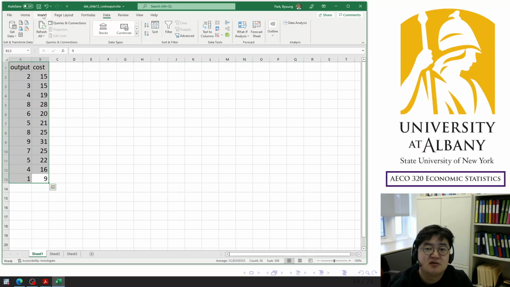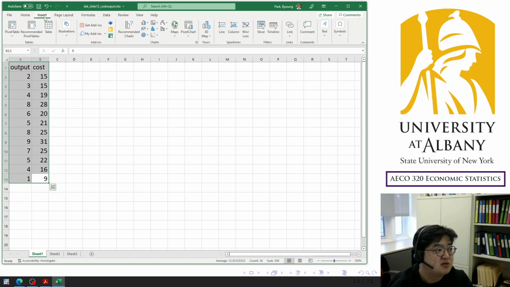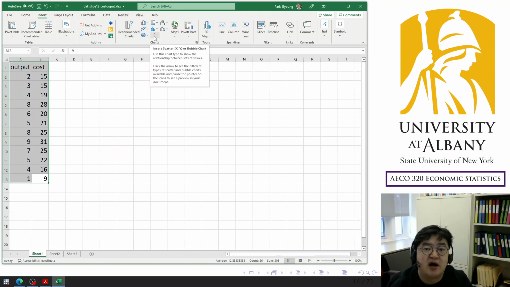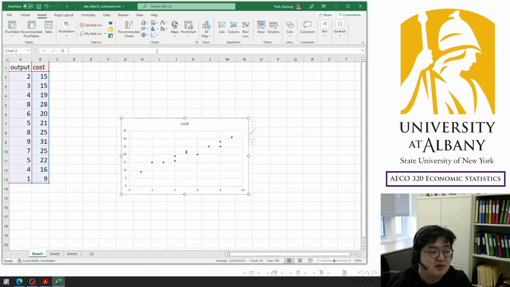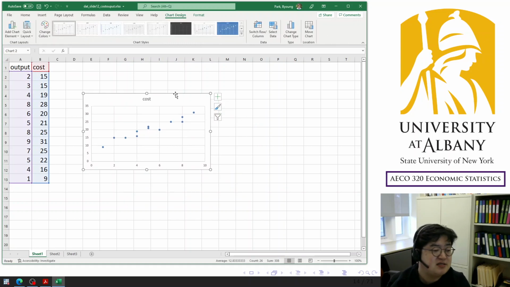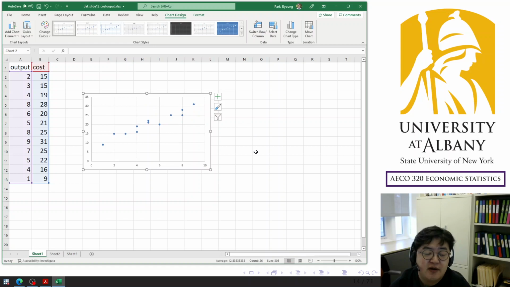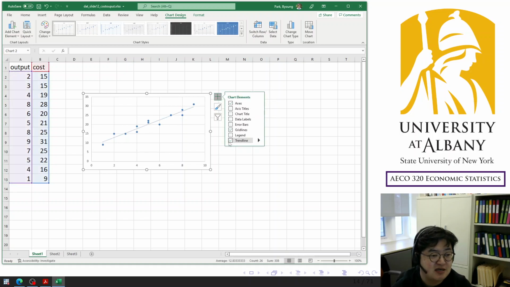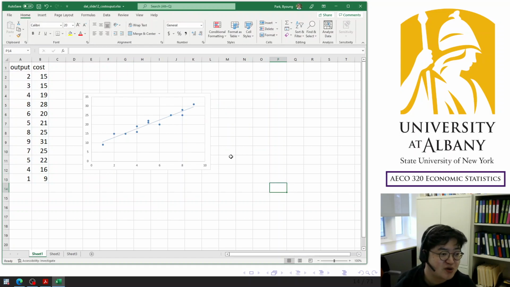So the first thing I'm going to show you is how to draw a scatter plot. Go to the Insert tab, and you may click here, but this is the scatter plot. Insert scatter plot, click here, click this. That's it. Okay, this is the same graph you see in the slide, and I will show you how to make a trend line. Pretty simple. Here, plus, and include trend line. That's it.